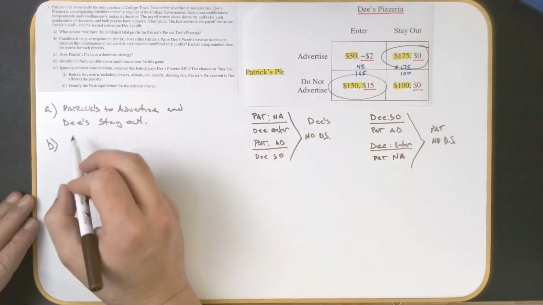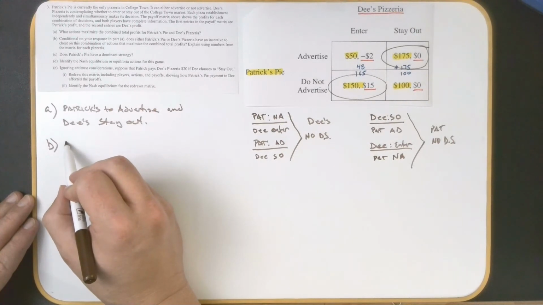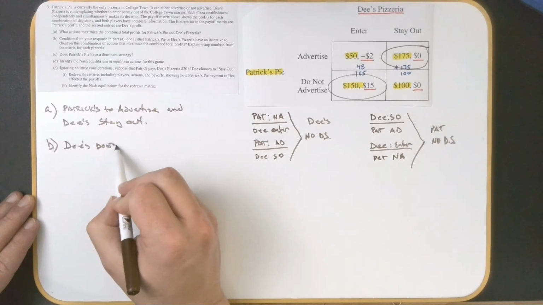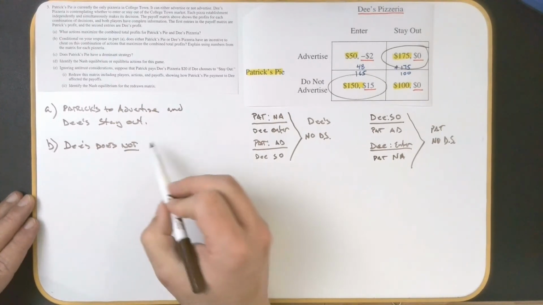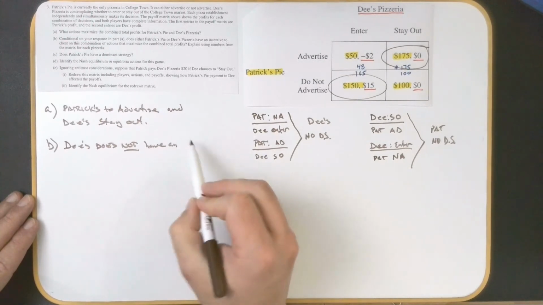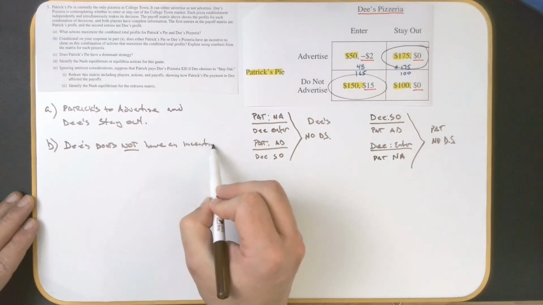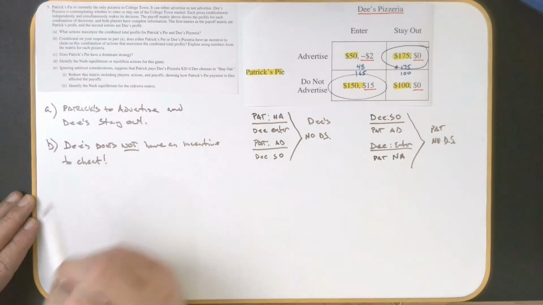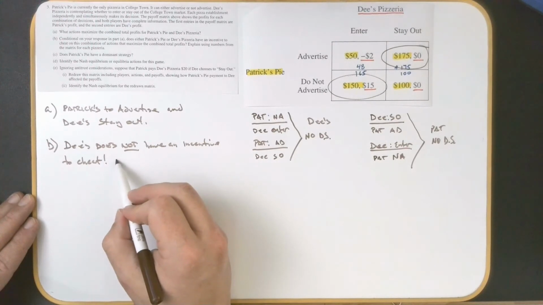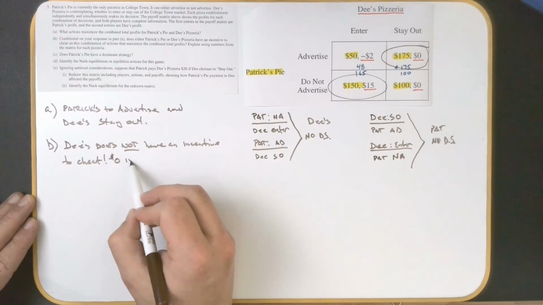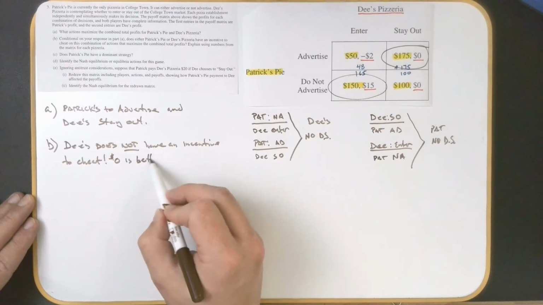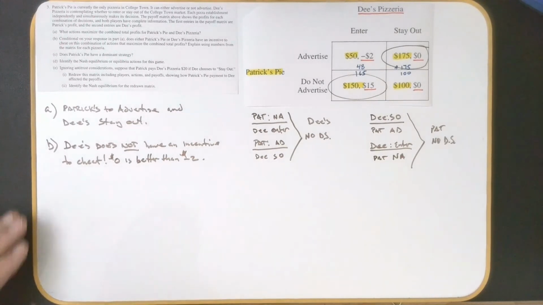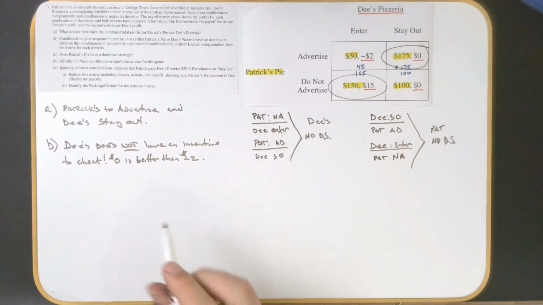we would say for D's Pizzeria, for D's, we would say D's does not have an incentive to cheat. And the reason is $0 is better than -$2. Okay? Or if you wanted, you could just say 0 is greater than -2.